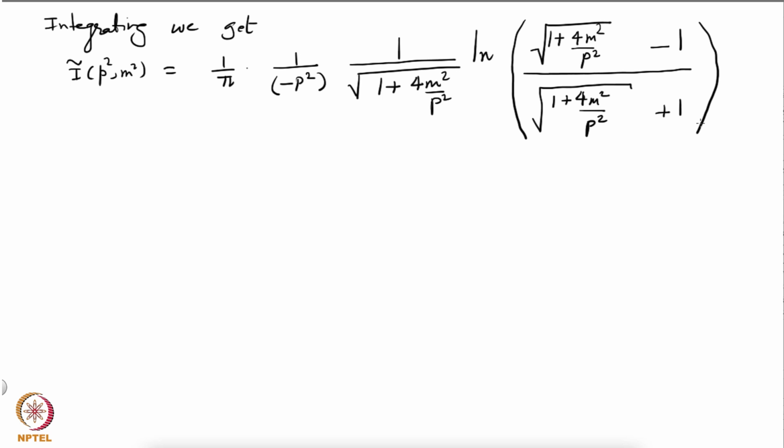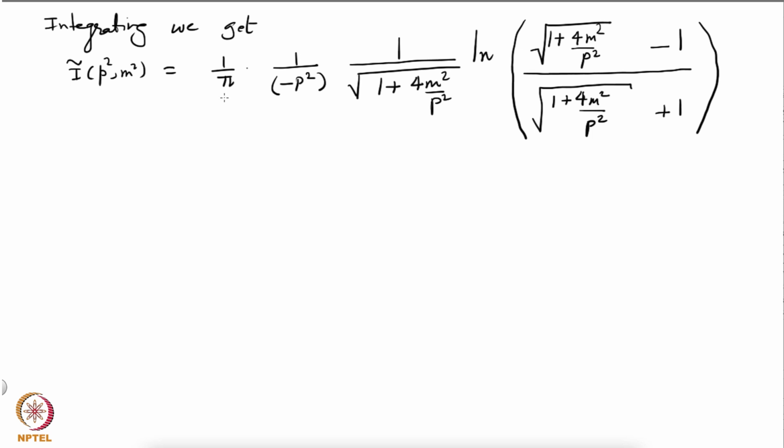We see that, because p square is positive and m square is positive, what you have in the square root is larger than 1. So subtraction from 1 will still give you something which is positive, and the denominator is also positive, so it is the log of a positive number. Here there is a square root of a positive object, which is fine. So this is an analytic function of capital P square.